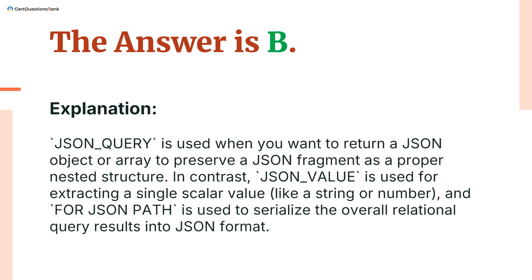JSON_QUERY is used when you want to return a JSON object or array to preserve a JSON fragment as a proper nested structure. In contrast, JSON_VALUE is used for extracting a single scalar value, like a string or number, and FOR JSON PATH is used to serialize the overall relational query results into JSON format.